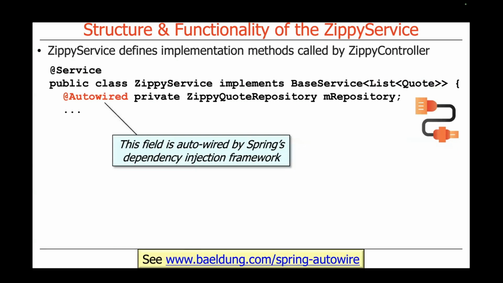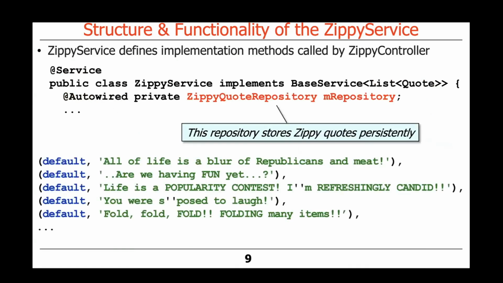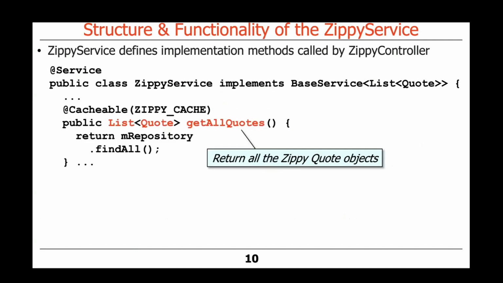Here's what we're going to autowire. We're going to autowire the Zippy quote repository. And remember, this is the repository that's going to keep track of all the Zippy quotes. This is the data.sql file that contains all the Zippy quotes. And when we walk through the implementation, you'll see how this is used. So let's take a look at some of the methods.